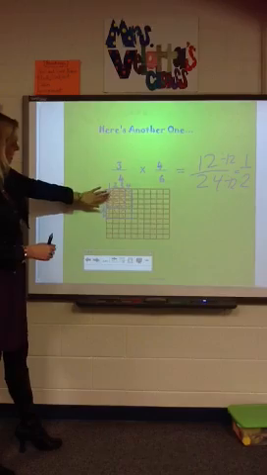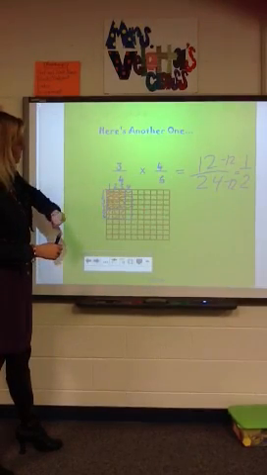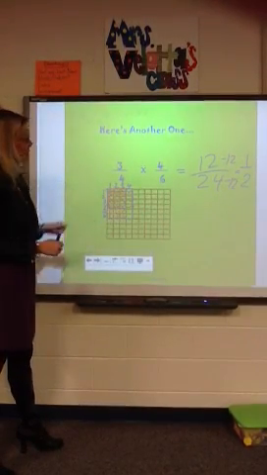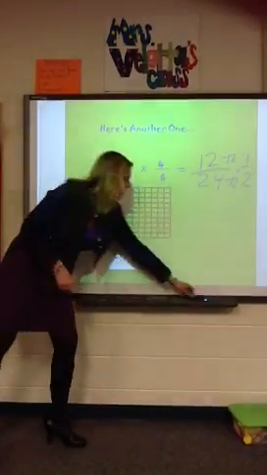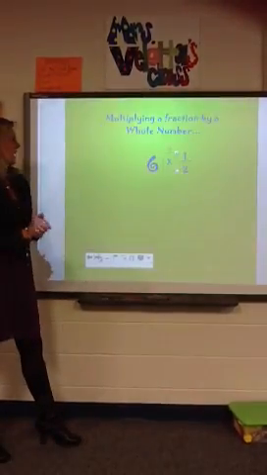Again, if I came over here and looked, I could count 12 boxes right here, and I could count 12 boxes right here. So I know that that is 1/2. Let's look at the next page.